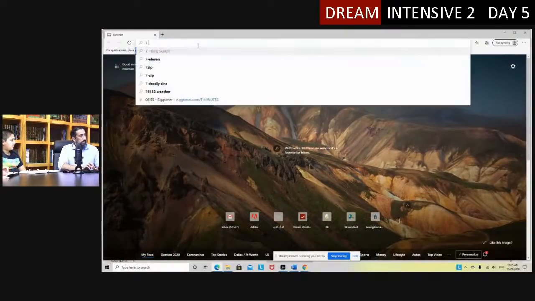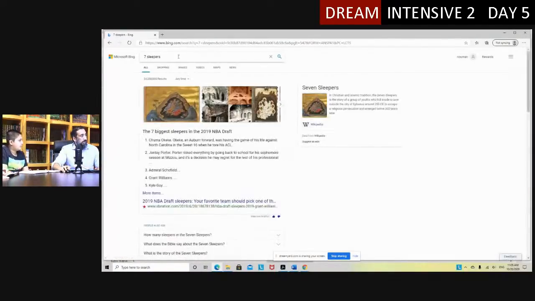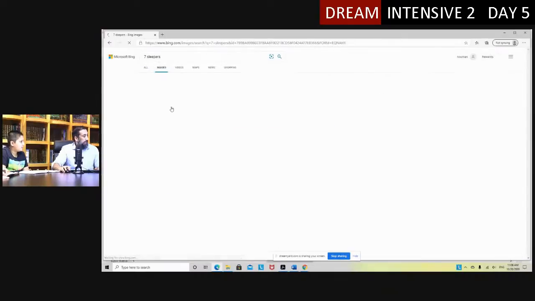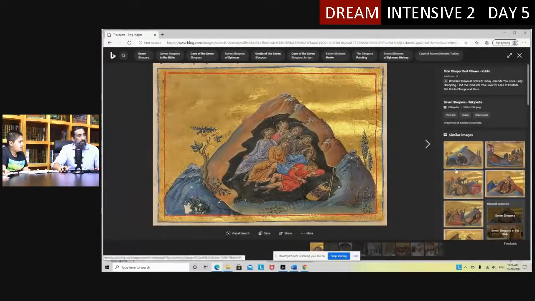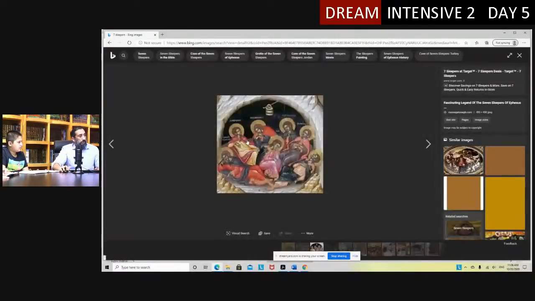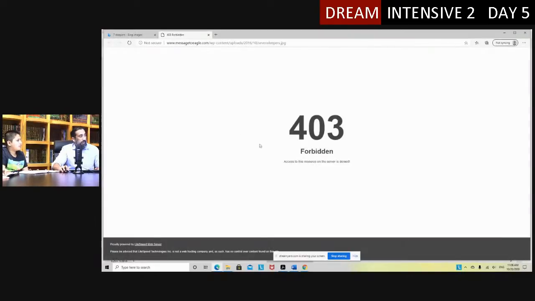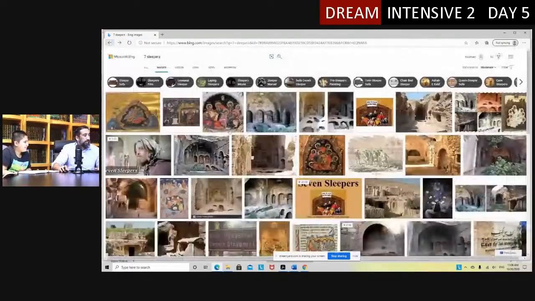Let me show you. These pictures that I'm showing you right now, these were painted by Christians to describe the 7 sleepers. So that is their version of the story. But okay, there's no dog in this one. There's some of them that have a dog in them.